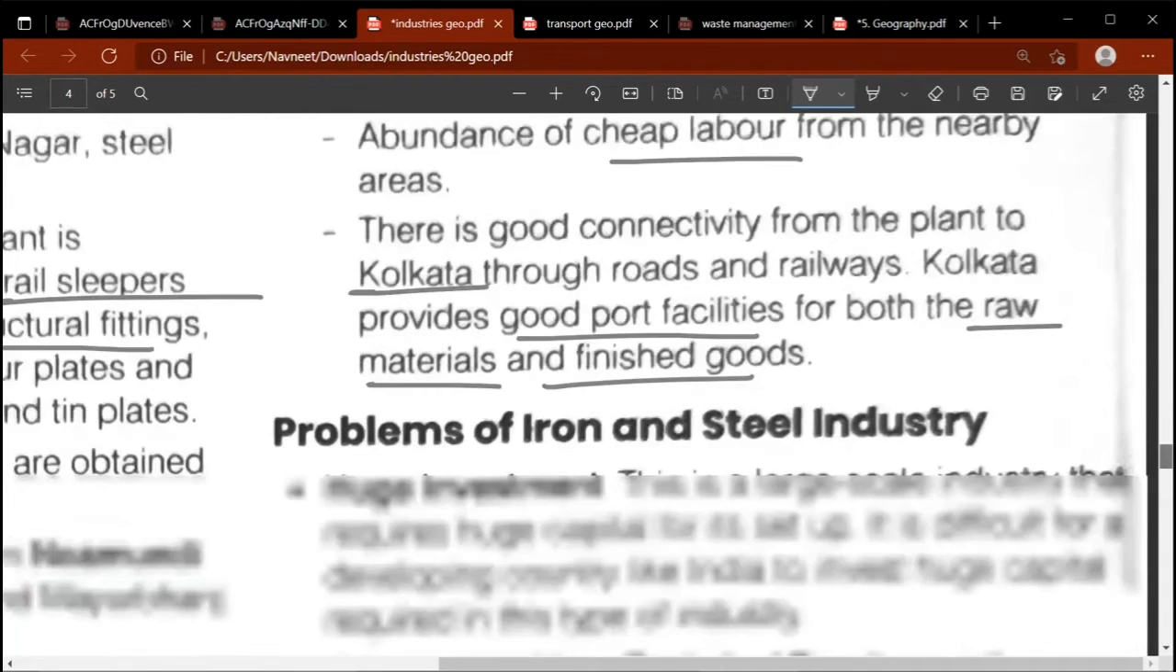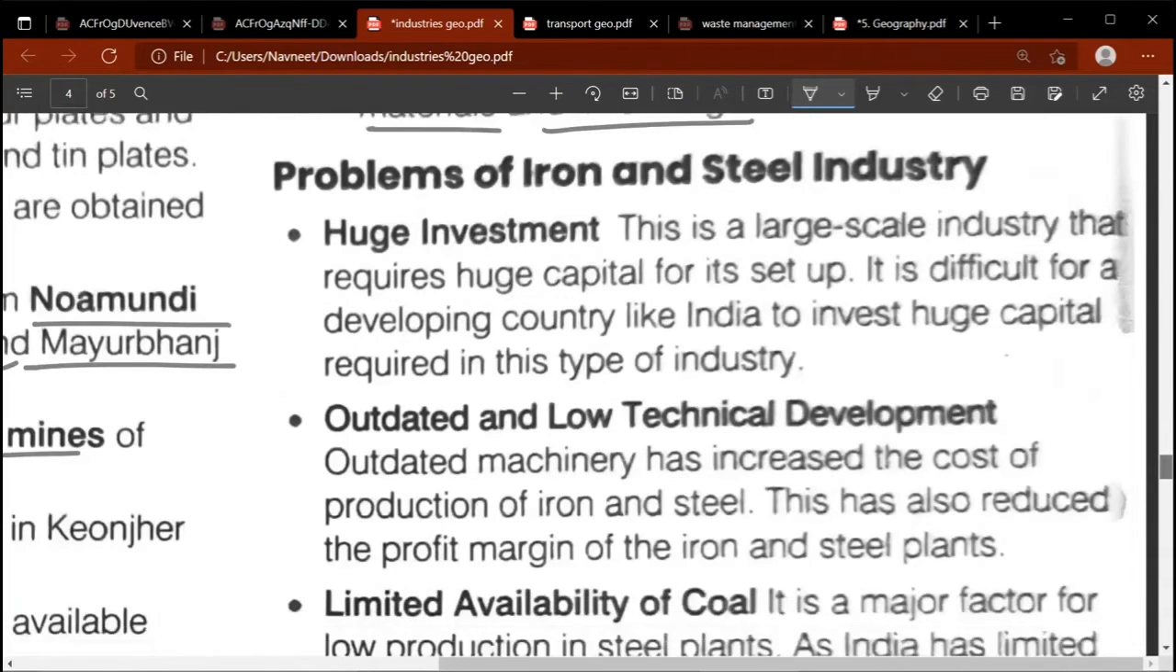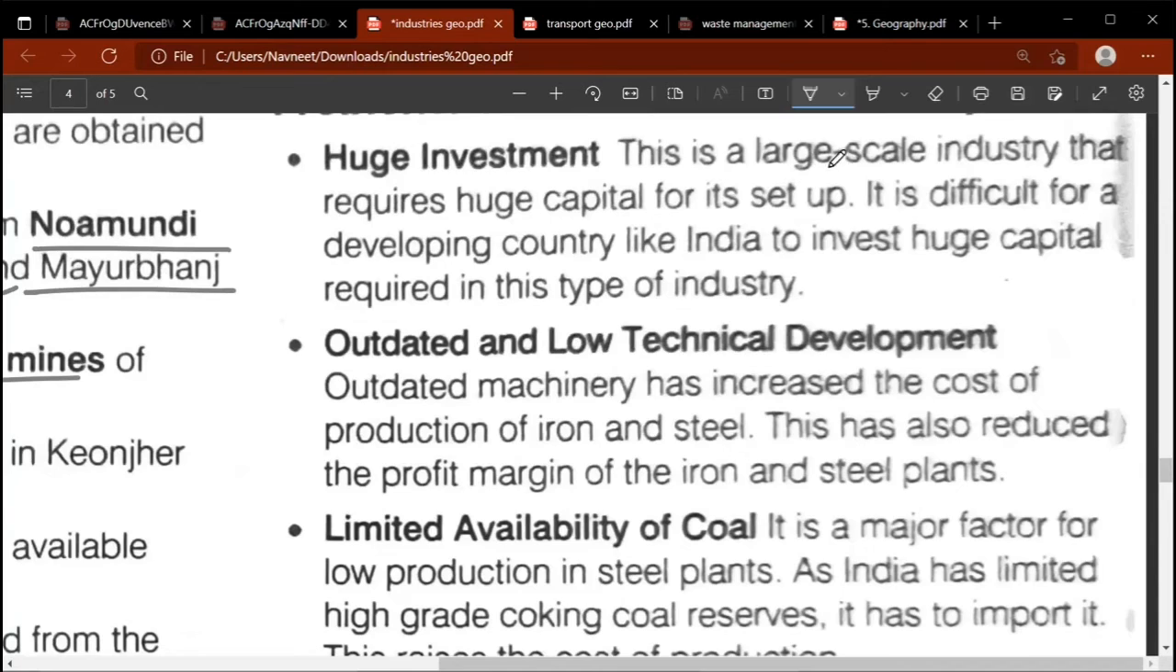Okay. Problems of iron and steel industry. Huge investment. This is a large-scale industry that requires huge capital for its setup. It is difficult for a developing country like India to invest the huge capital required in this type of industry. Okay, this is point number one. Let's move on to point number two.